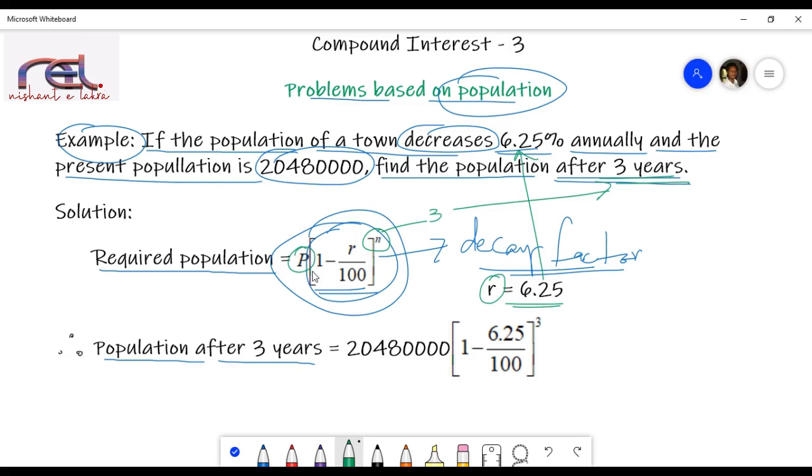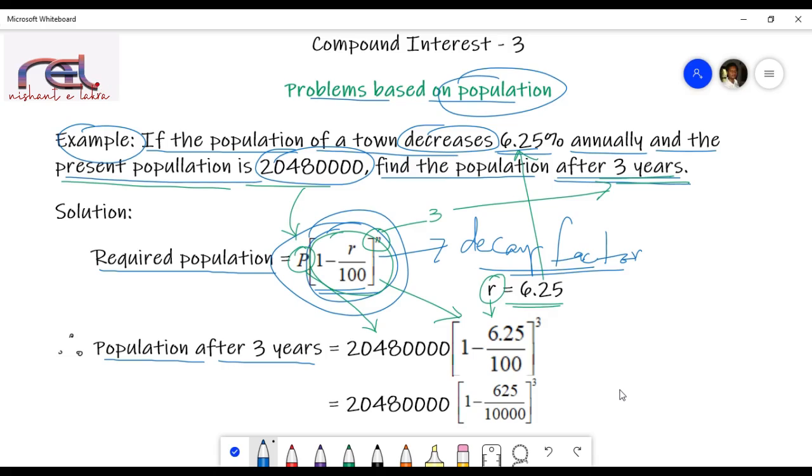2,04,80,000. Right, we'll just replace the value. This is the principal. Then 1 minus the decrease rate or decay factor, 6.25 by 100, to the power n. N is 3 years. So what we will do next is remove the decimal point from 6.25.